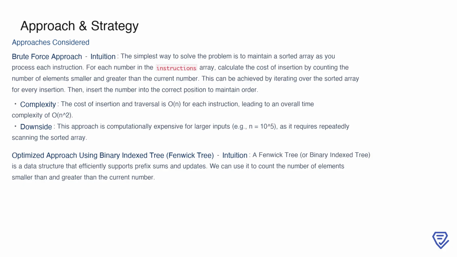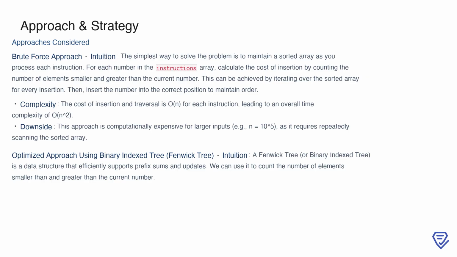The most straightforward one is the brute force approach. Here, the idea is to maintain a sorted array as we process each instruction. For every number in the instructions array, we calculate the cost of insertion by counting how many elements are smaller and greater than the current number. This can be done by iterating over the sorted array for each insertion. Once we have the counts, we insert the number into the correct position to maintain the order of the array.